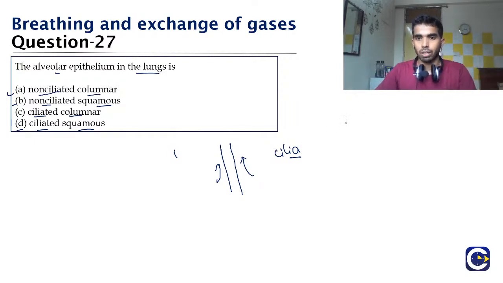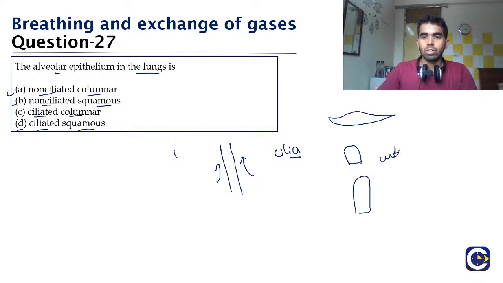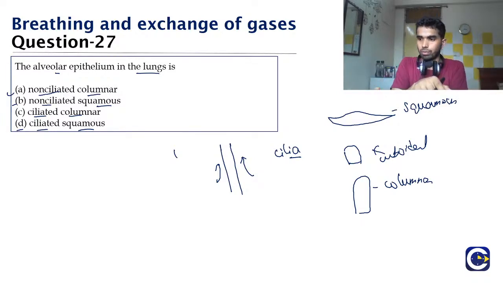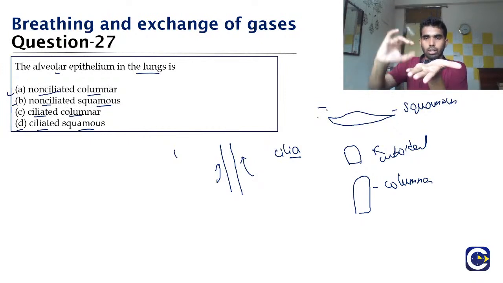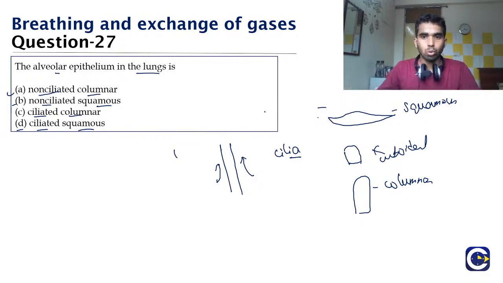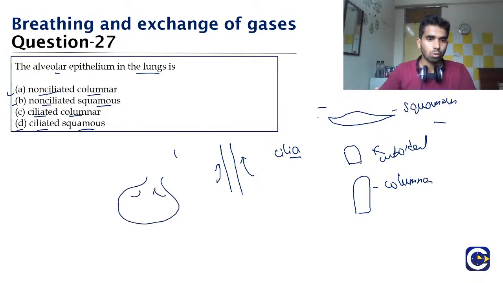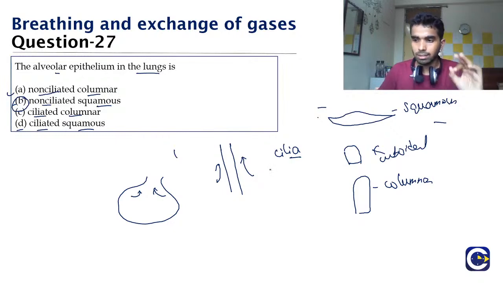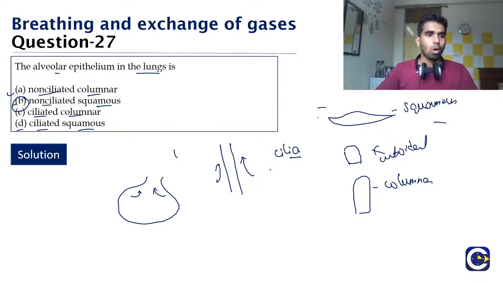Now coming to the epithelium part. So this is how the squamous epithelium looks. This is the cuboidal epithelium, this is the columnar, and this is the squamous. So tell me which one of them is the flattest one. The flattest one is the squamous. If it is flat, oxygen doesn't have to travel a longer distance, so it directly goes into the circulation. So it has to be squamous. And cilia is not needed in the alveoli, because in alveoli you don't need to push anything outside. So the correct answer has to be option B, non-ciliated squamous epithelium, as Saji has very well pointed out. So the correct answer is option B.